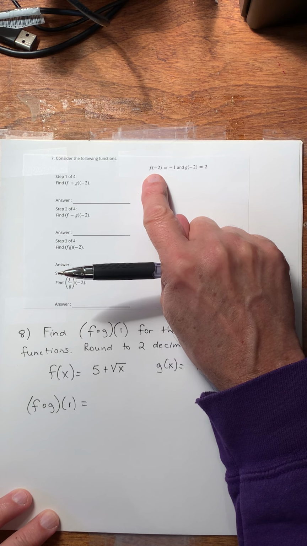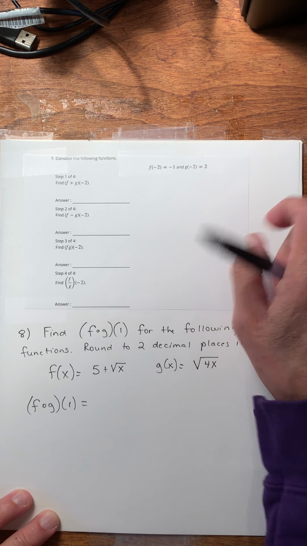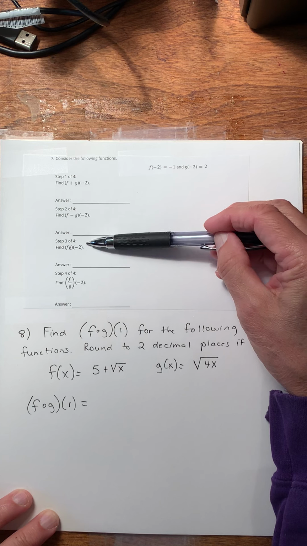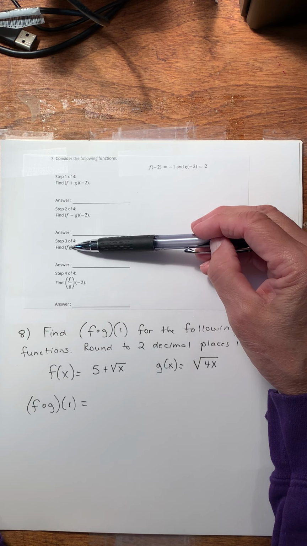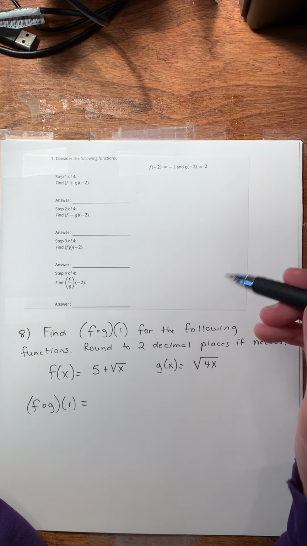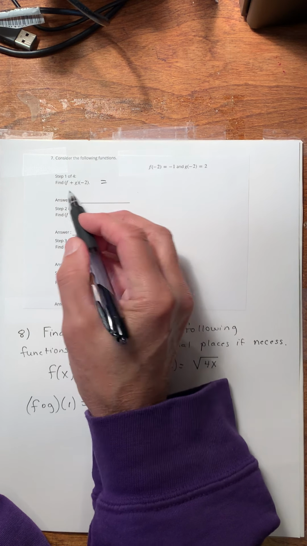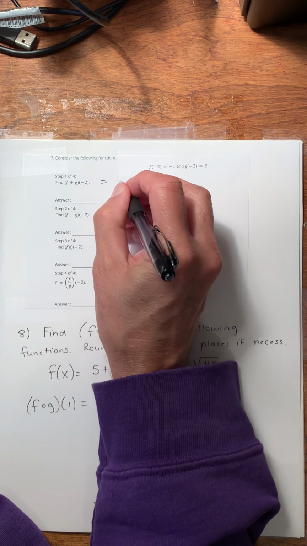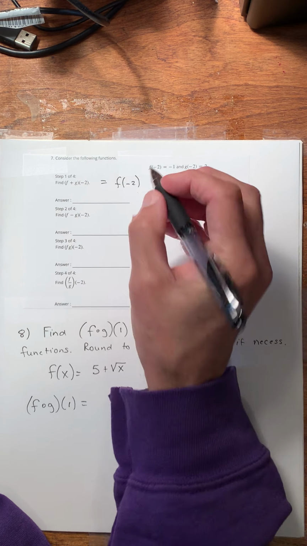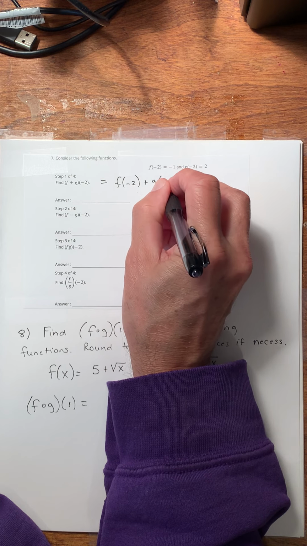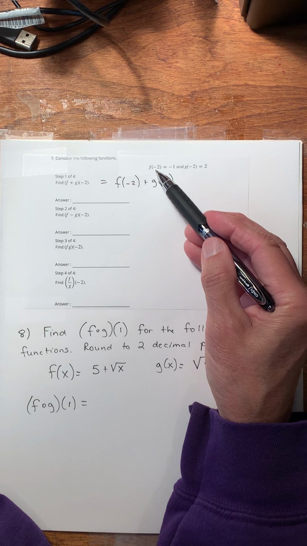Here's all I need to know. F of negative 2 is negative 1. G of negative 2 is positive 2. And I want to find the 4 combinations: the sum function, the difference, the product, and the quotient functions. And all I need to do is know what this means. F plus G of negative 2 means F of negative 2 plus G of negative 2. That's all it means.